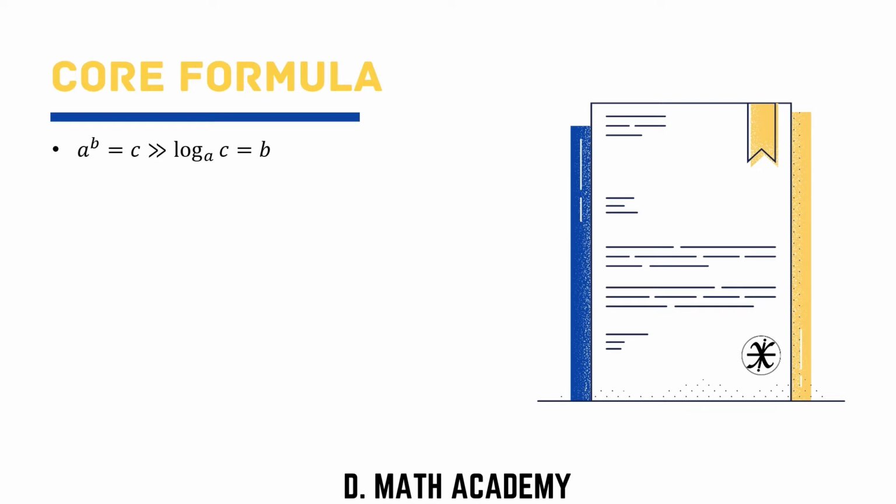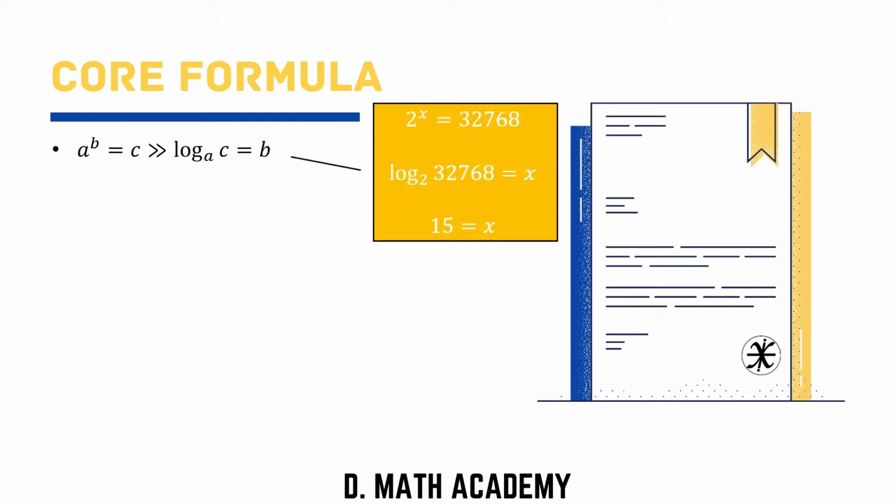So we have this example over here. 2 to the power of x equals 32,768. Normally when you encounter this type of question in your normal mathematics, you're required to figure out 2 to the power of what will get you to 32,768. So you have to key in your calculator, trial and error to get to it.